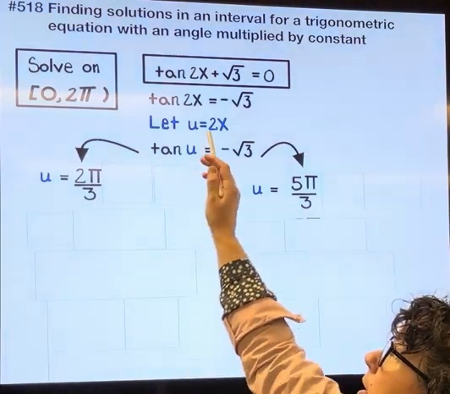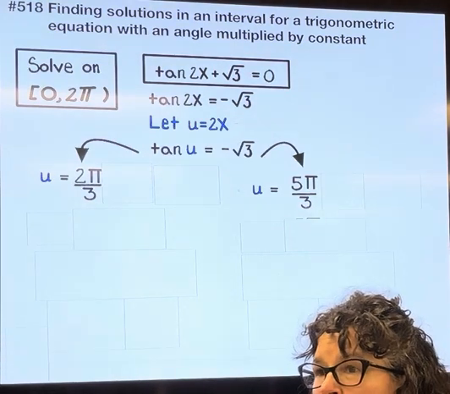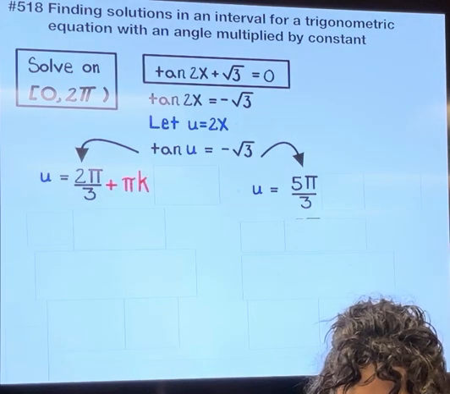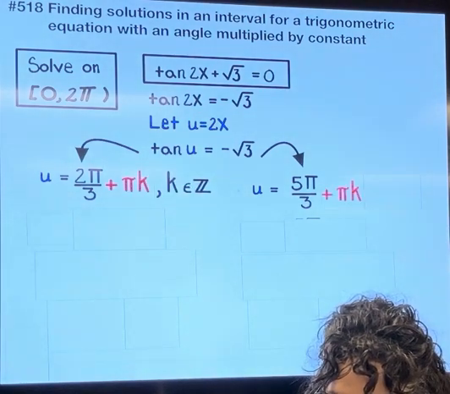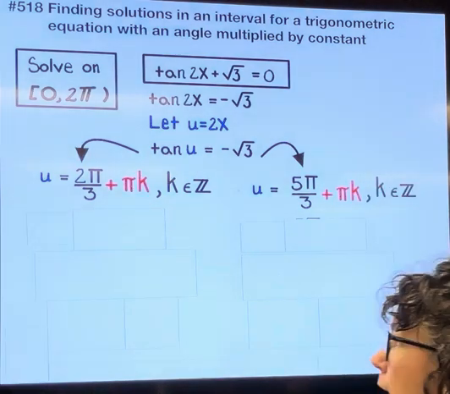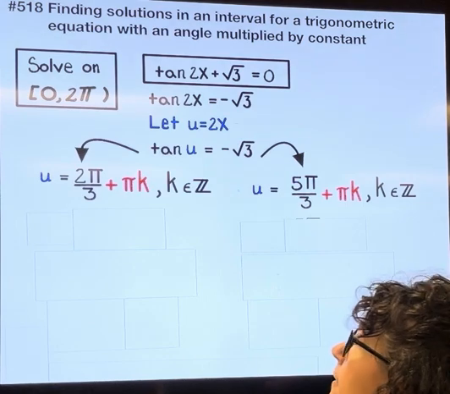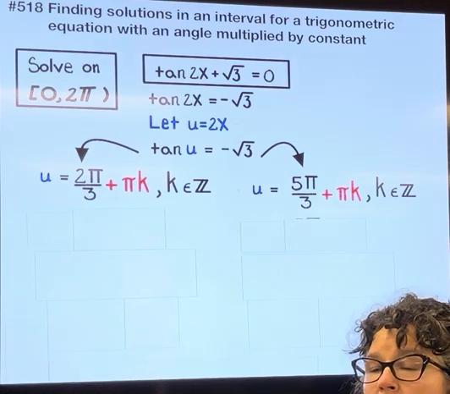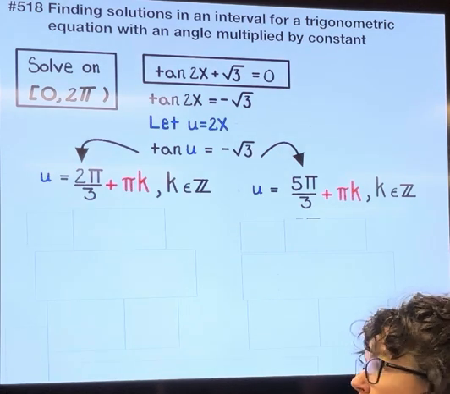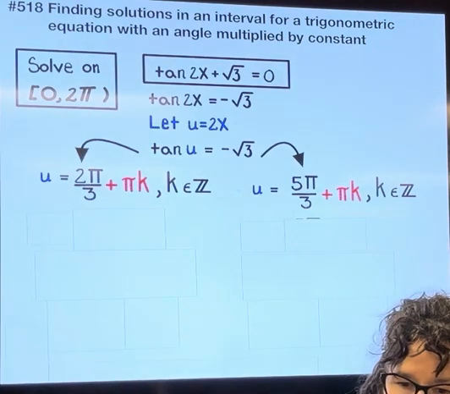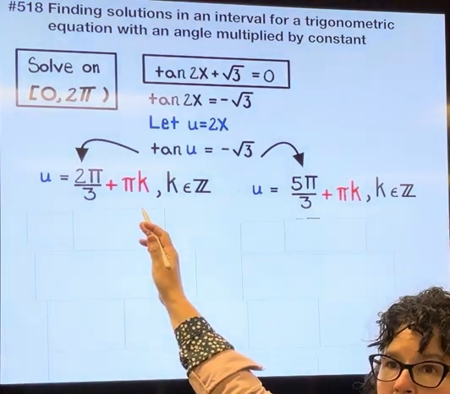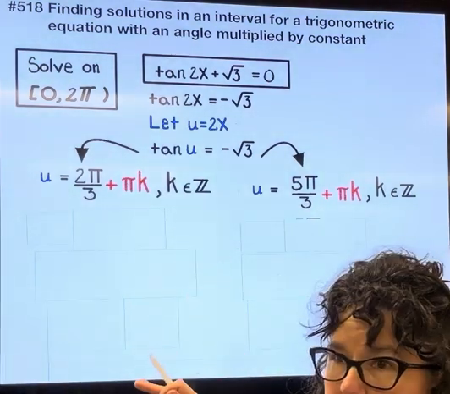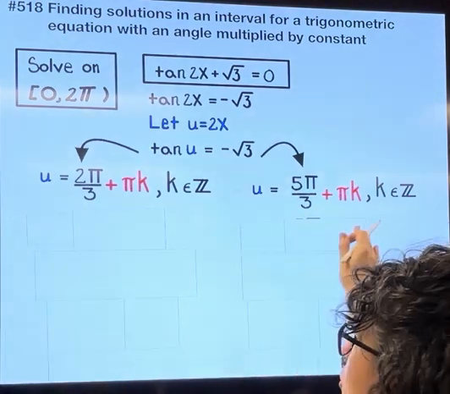The period of tangent curves repeats every pi. So I'm going to add on pi k such that k is an integer, and same thing for this one, add on pi k such that k is an integer. And if we were solving an equation with cotangent, I'd do the same thing, but for all the other trig functions, sine, cosine, secant, cosecant, we would add on 2 pi k because their period is 2 pi. Okay, so now I'm going to go back to x, but I have a complete answer for u.